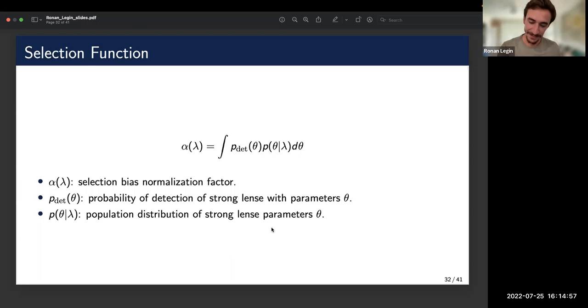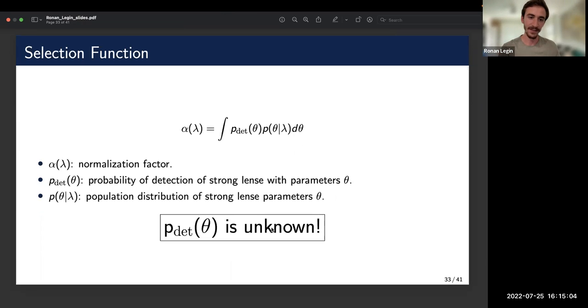And now the difficulty here is to evaluate alpha, the normalization factor, because the probability of detection is often unknown or very complicated, right? This probability of detection depends on the detection process. And if, for example, I use a CNN lens finder for the detection method, well, it's essentially a black box. So it's difficult to know when it fails and when it succeeds at detecting certain types of lenses.